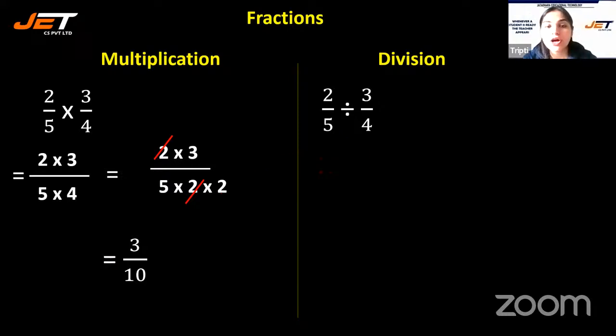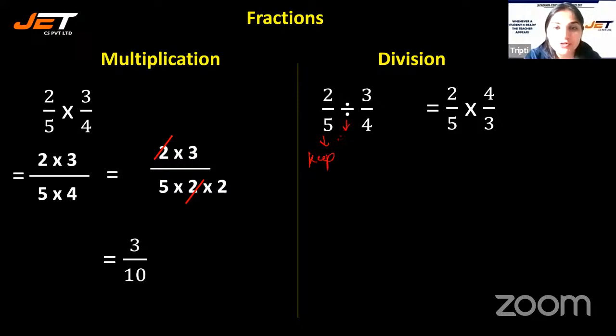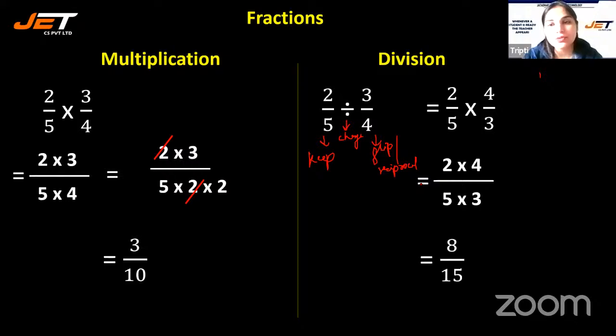Okay, now moving on to the division, it's 2 by 5 divided by 3 by 4. How do we do it? Do you remember those 3 steps? Keep, change, changing the division sign into the sign of multiplication, and flip, or the reciprocal. So keeping 2 by 5 like that only, the division sign will change into the sign of multiplication, and 3 by 4 will be written as 4 by 3. So 2 times 4 and 5 times 3. 2 times 4 is 8, 5 times 3 is 15. Right?